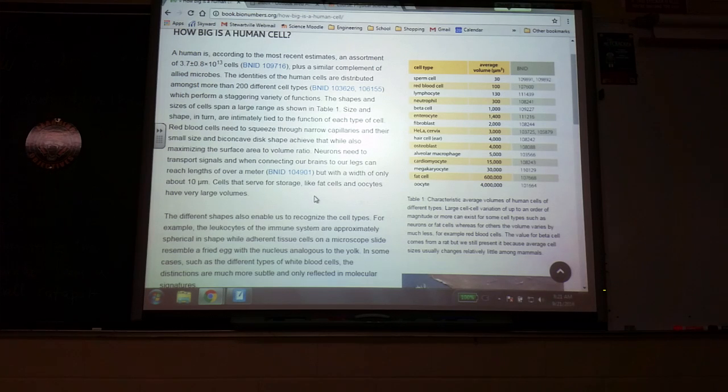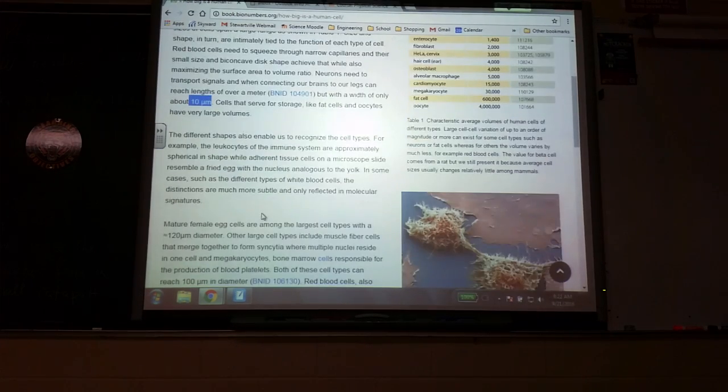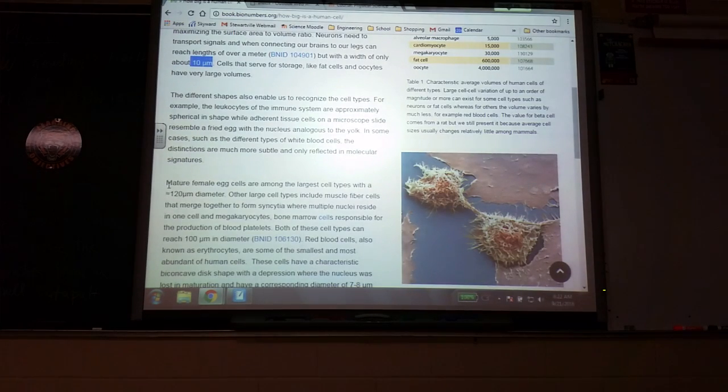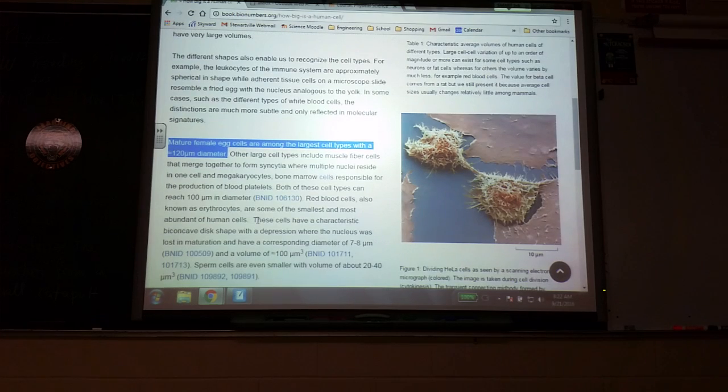Nerves. They can have lengths of a meter, it says, because one neuron might stretch the length of our body, but a width of only 10 microns. So that'd be pretty close. Yeah. Mature female egg cells are around 120 microns. So quite a few different cells.